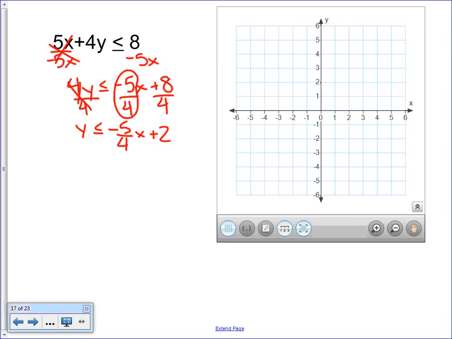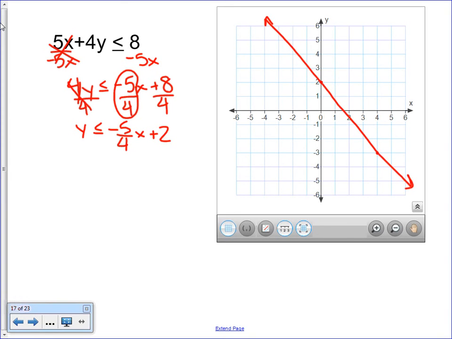So we have a y-intercept of positive 2. We're going to go down 5, 1, 2, 3, 4, 5, and over 4. And since we are less than or equal to, we have a solid line.